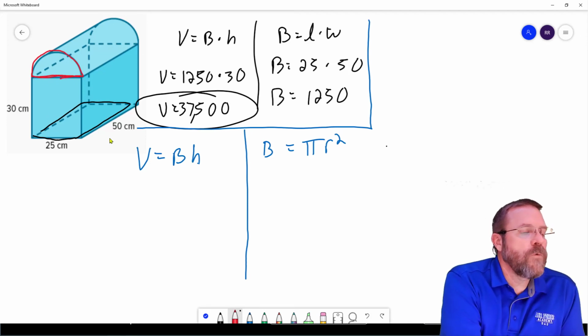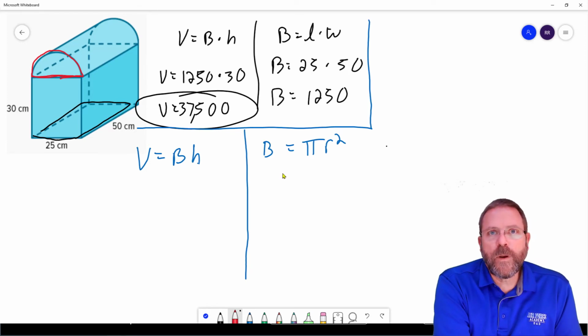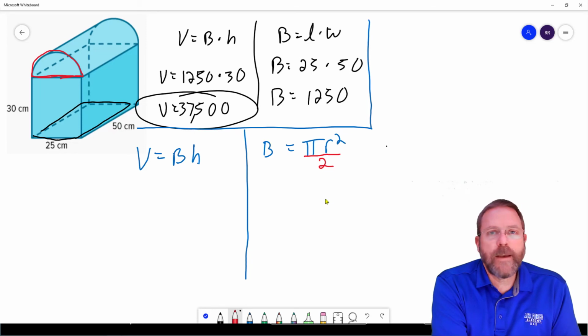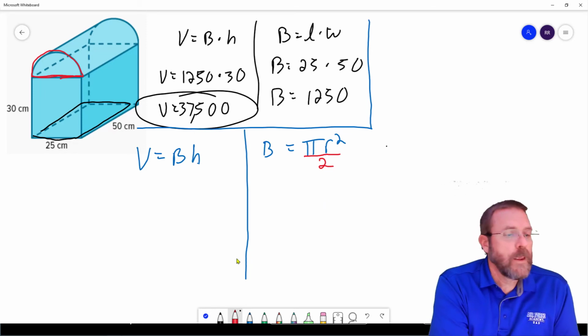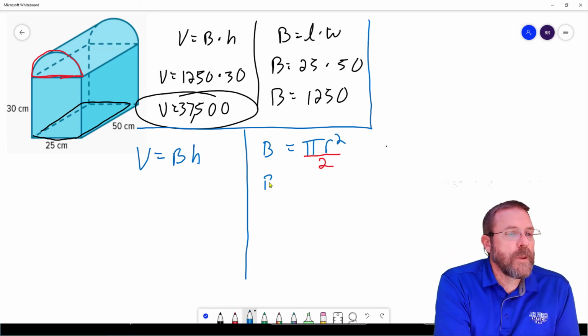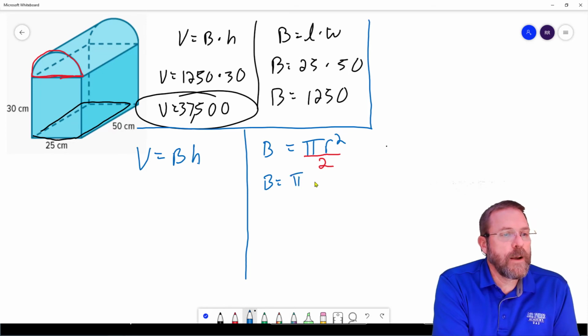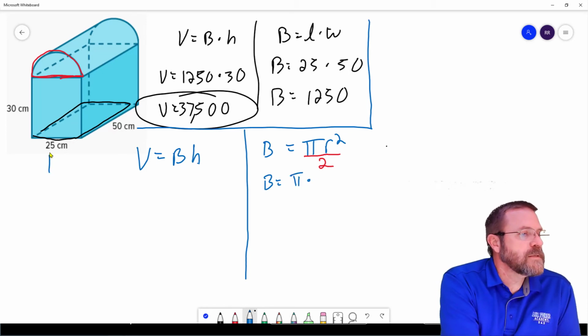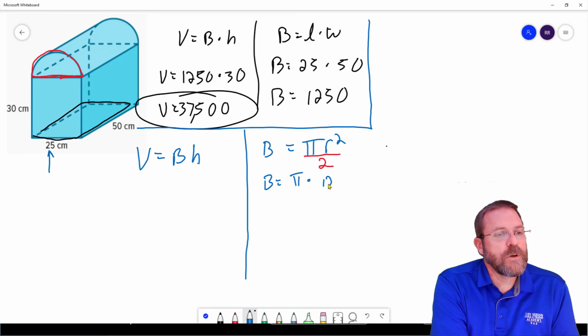So I'm going to use the formula for area of a circle for my base, which is pi times radius squared, and I'm going to divide that by 2. Good so far? Let's start plugging in values. Base area therefore is going to equal pi times the radius, which is half of 25, or 12.5, and we're going to square that and divide it by 2.